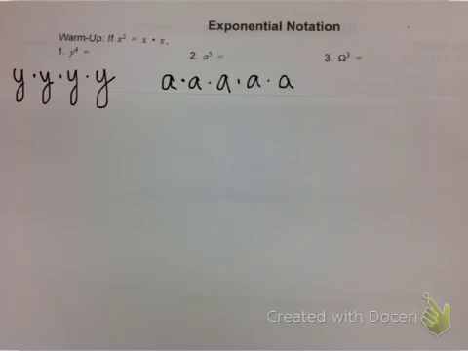And that works for anything. For example, ohm cubed, or ohm to the third power, is ohm times ohm times ohm. Doesn't matter what the variable or number is, it still is the same rule.